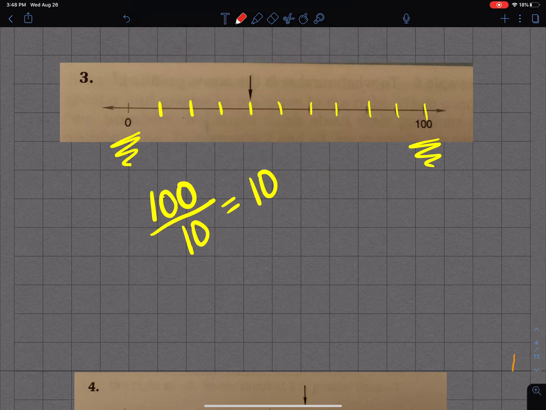And what if you count by fives? 5, 10, 15, 20, 25, 30, 35, 40, 45, 50. I only got to 50, not to 100. So that can't be right.